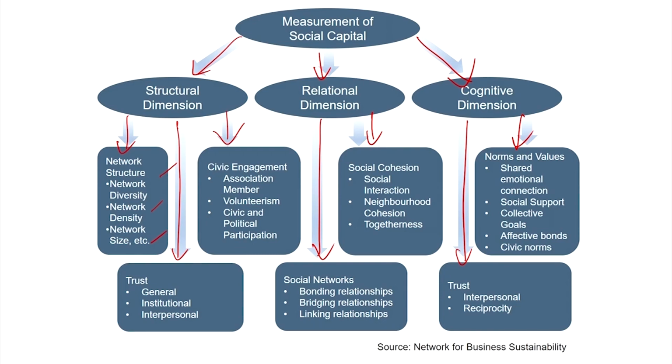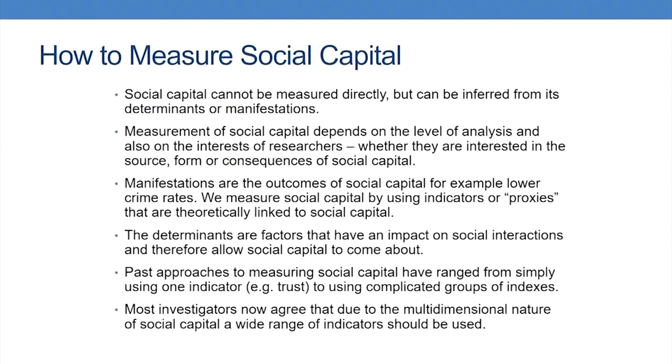Now, the question arises, how do we measure social capital? So, social capital cannot usually be measured directly, but it can be inferred from its determinants or manifestations. Measurement of social capital basically depends on the level of analysis and also on the interests of the researchers, whether they are interested in the source, form or consequences of social capital. What is the source of social capital? What are the different forms of social capital? And what are the outcomes of having access to these social networks? Are they acting in a very positive manner with respect to a certain goal that we have? So, manifestations are the outcomes of social capital.